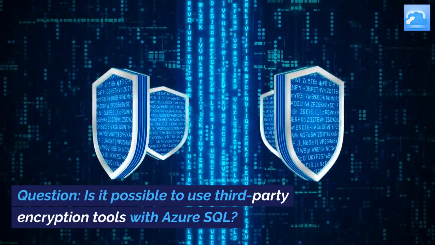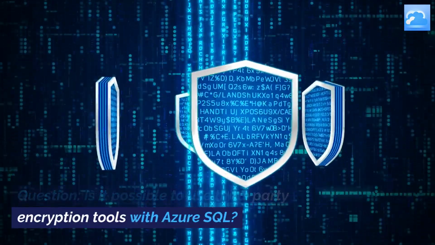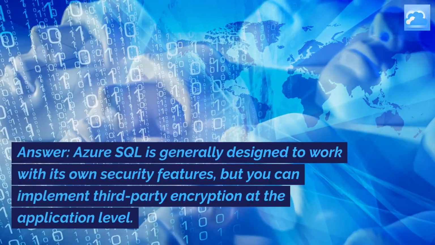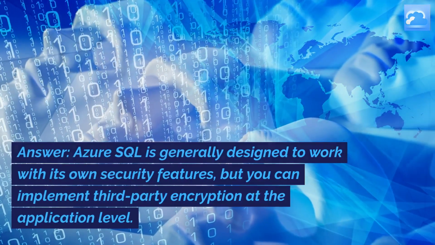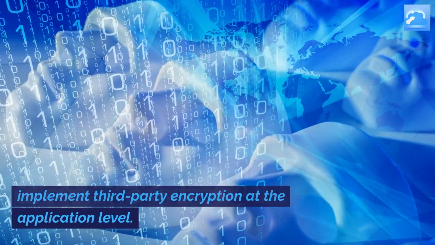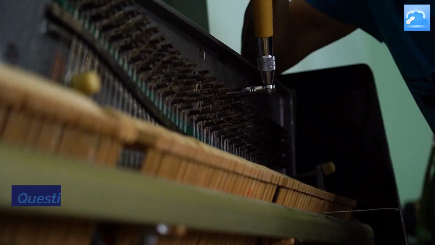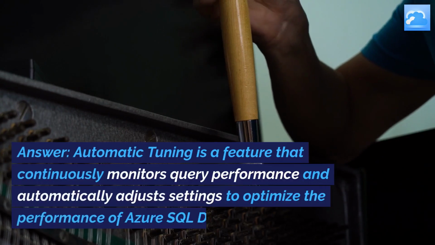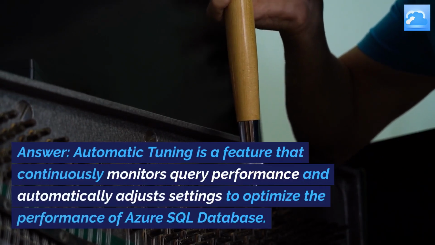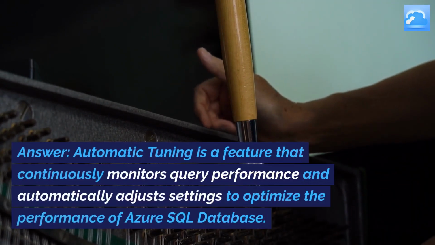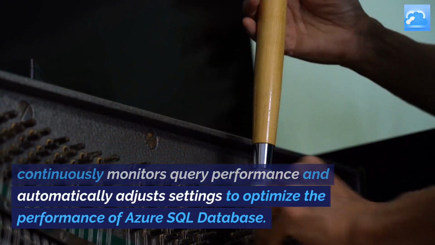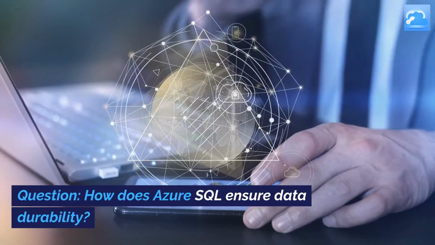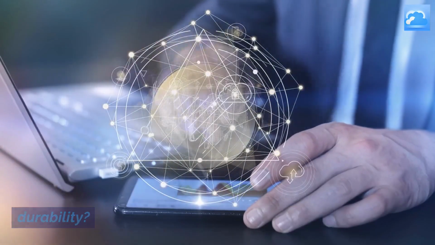Question: Is it possible to use third-party encryption tools with Azure SQL? Answer: Azure SQL is generally designed to work with its own security features, but you can implement third-party encryption at the application level. Question: What is Azure SQL's automatic tuning? Answer: Automatic tuning is a feature that continuously monitors query performance and automatically adjusts settings to optimize the performance of Azure SQL database. Question: How does Azure SQL ensure data durability?